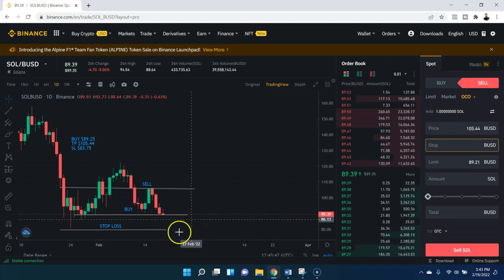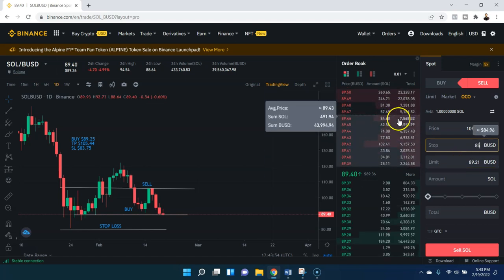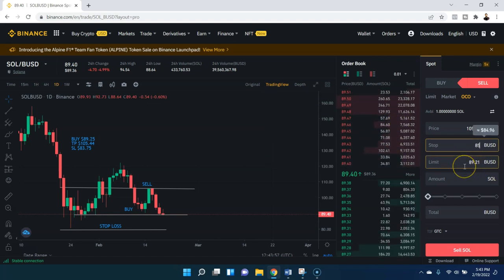So this will be my take profit, and stop means where your order will be triggered on the order books. My stop loss is 83.75. I want that when the price reaches 85, it will appear on the order books, and if the price reaches 83.75, the order will be executed. And here I can sell 0.5 SOL or I can sell my entire one SOL. This option is for control over how much of your asset you want to sell.